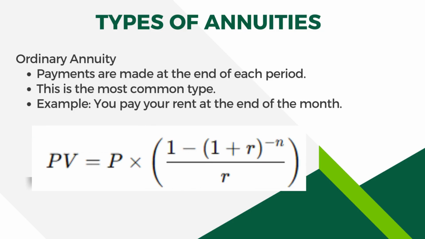Types of annuities. Let's break annuities down a little further. There are two main types. Ordinary annuity: payments are made at the end of each period. This is the most common type. Example, you pay your rent at the end of the month. You can use this formula. PV equals P times (1 minus (1 plus R) to the power of minus N) over R.